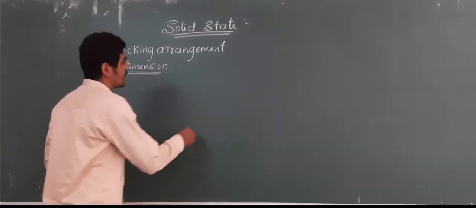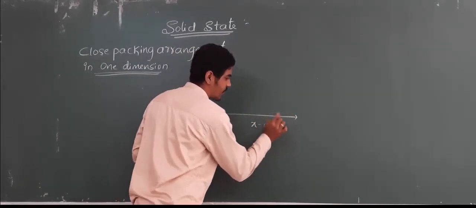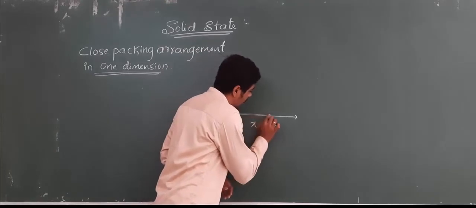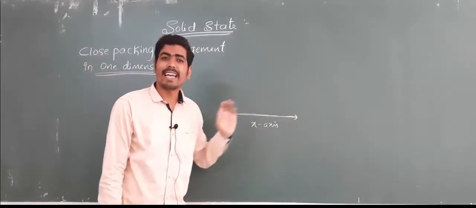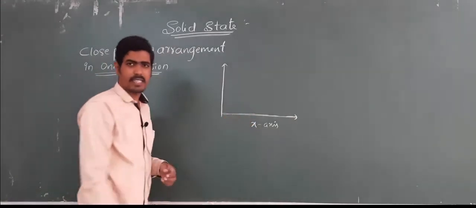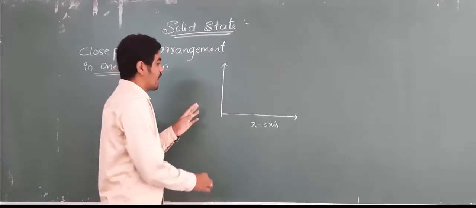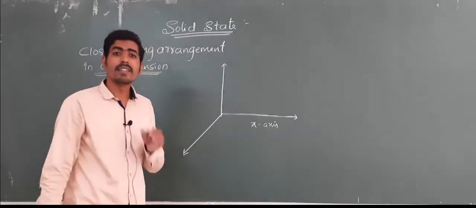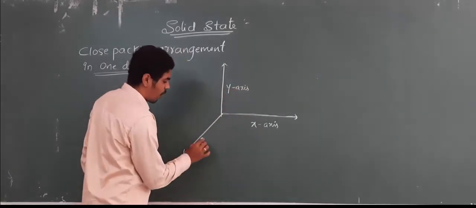For example, if I consider 1 dimension, I will consider this one as the x-axis. Then 1 dimension means the particles will move along this x-axis only. It does not move in any other directions. And if I say the particle can move along the x-axis as well as along the y-axis, then it would be 2 dimension. And if I say the particle can move in 3 different paths, then it is said to be 3 dimension. So, you should know the meaning of dimension, that you have already learnt.